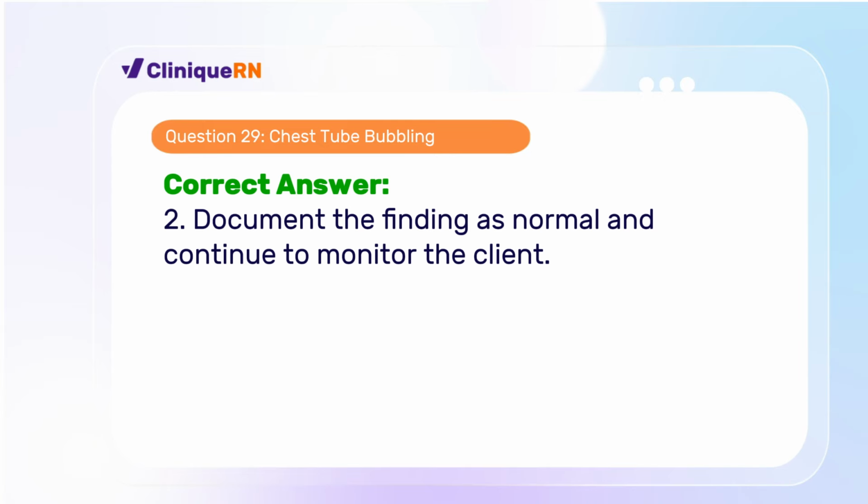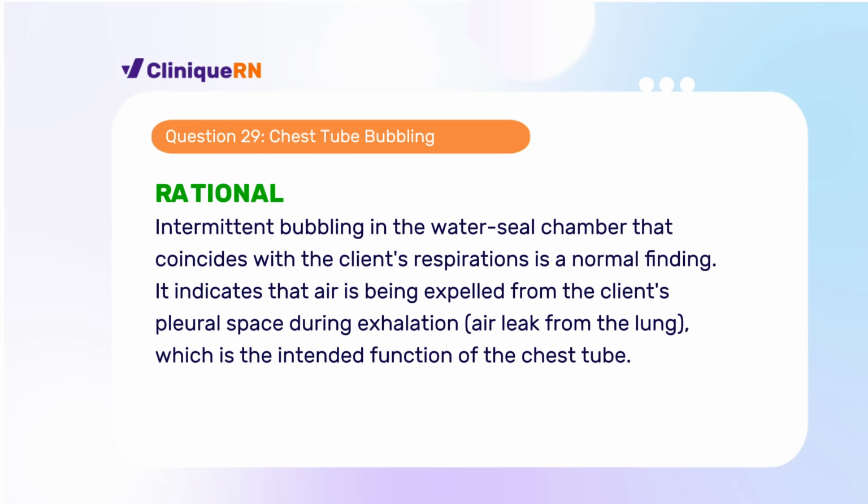The correct answer is 2. Document the finding as normal and continue to monitor the client. Rationale: Intermittent bubbling in the water seal chamber that coincides with the client's respirations is a normal finding. It indicates that air is being expelled from the client's pleural space during exhalation, an air leak from the lung, which is the intended function of the chest tube.